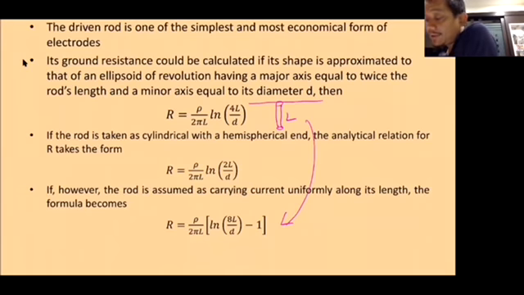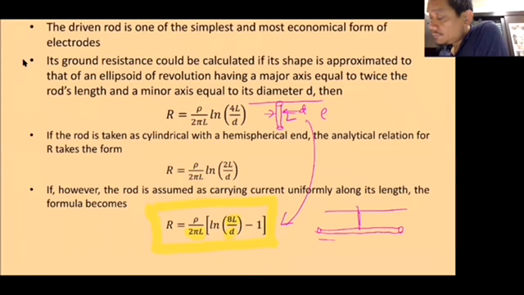The resistance of an electrode vertical is given by rho over 2 pi L, ln of 4L over D, where D is the diameter, minus 1. Okay, so this is the formula for the resistance of a vertical rod. Do you know what is the resistance if you make the rod horizontal?